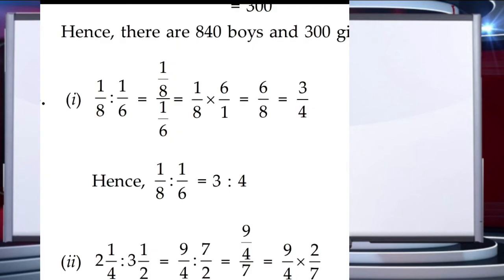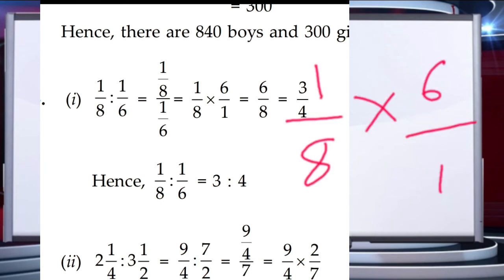Now here, the first question is 1 upon 8 ratio 1 upon 6. Ratio means you have to divide. So it is 1 upon 8 divided by 1 upon 6. Here you cannot directly divide. You have to change this division sign to multiplication.